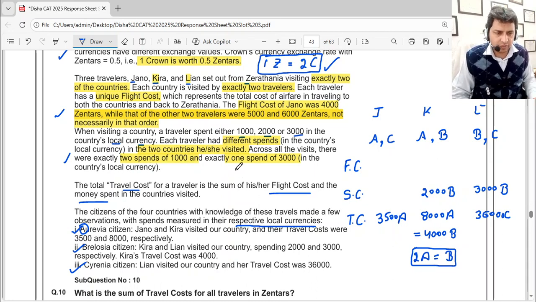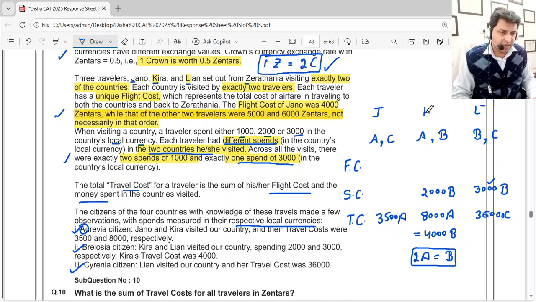Now 2 spends of 1000, 1 spend of 3000 which we had, this information has to be used. So 3000 has been done, this has been taken care of here. 2 spends of 1000, they both are left right now, so that has not come up yet. And this is the information we had, that each traveler had different spends in the country's local currency in the 2 countries he or she visited.